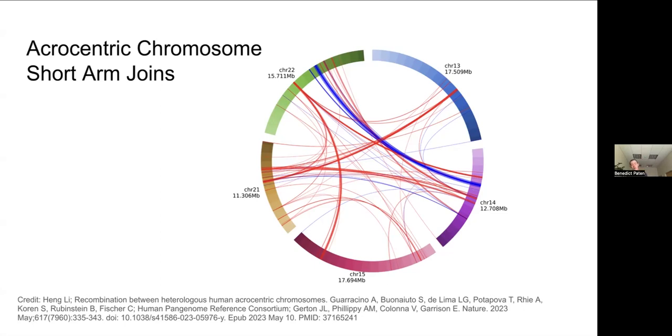And when we looked, we did find one error in our assembly, which we fixed, that was genuinely an assembly error. But then we found about 300 apparent fusions between the acrocentric short arms of chromosomes. You know, the acrocentric chromosomes, I always get this wrong, 13, 14, 15, 21, and 22, right? They have a short arm and a long arm.